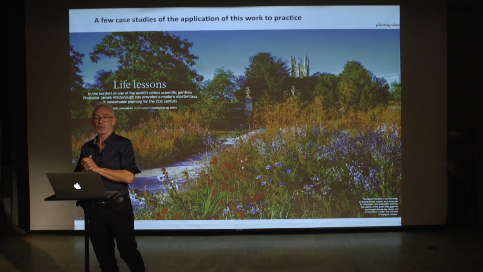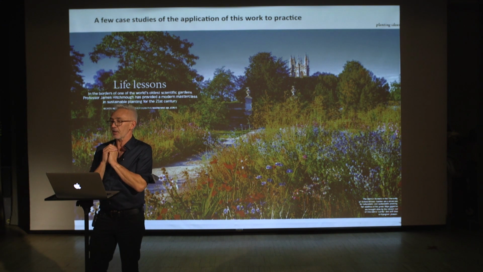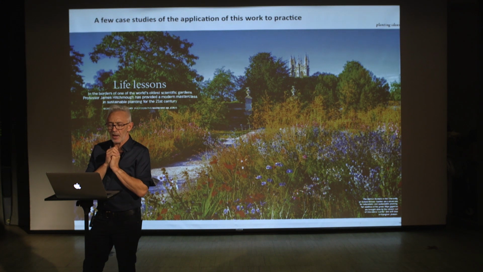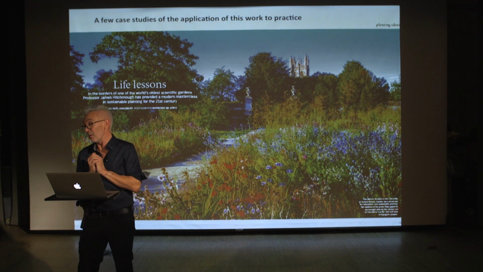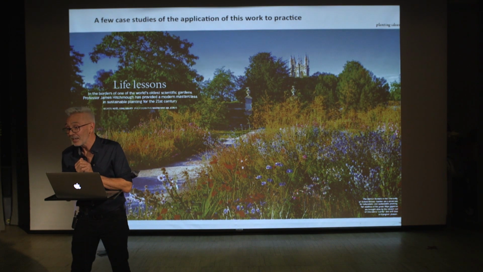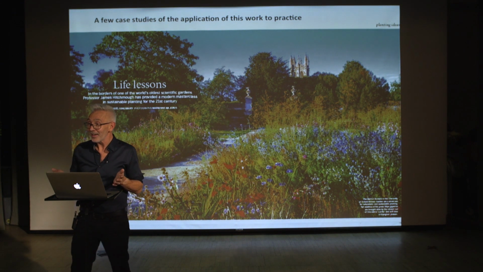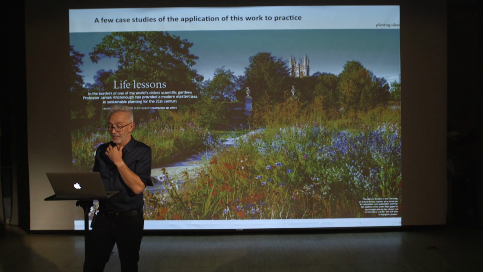So just to finish on, I want to show you a few case studies of the application of this work to practice. I showed you Oxford Botanic Gardens before, and this is Oxford in Gardens Illustrated. It says, blah, blah, blah, James Hitchmough has provided a modern masterclass in sustainable planting for the 21st century, which is probably a little bit of an over-egging the pudding. But nonetheless, I don't care if Gardens Illustrated thinks it's good, because that will seduce society to also think these things are good, or at least the middle classes.